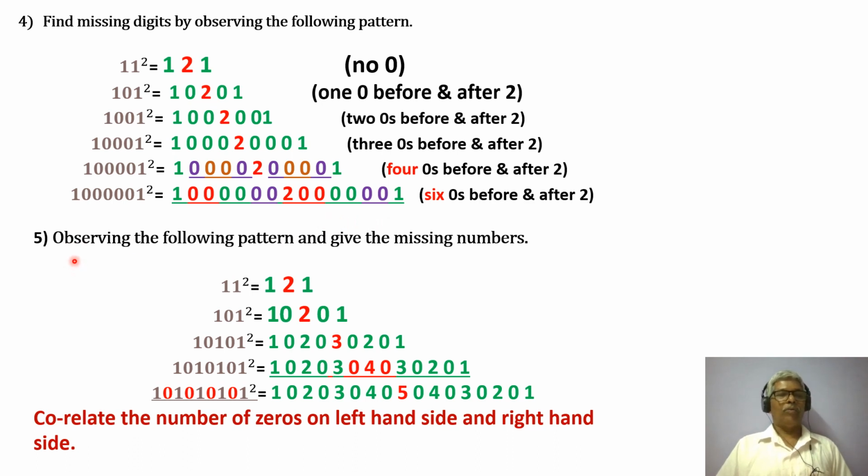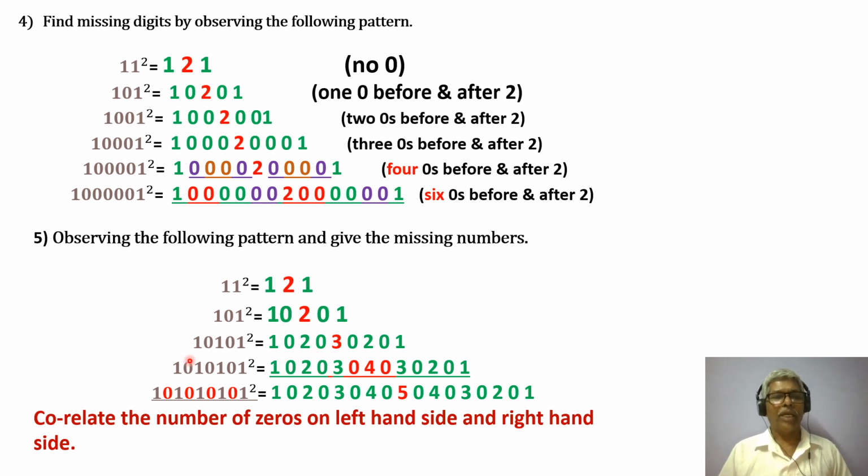Okay, now observe the following pattern and find the missing number. See, this is a missing number which you have marked with an underline. Okay, now observe this. 11 square is 121. 101 square is 10201. Okay, now add a 1 0 before 101 and the square changes to 1020301. See, it is increasing and again decreasing. Okay, 1 2 3 2 1 and 0 in between these. You need to study this pattern only, and try to correlate between this and this.